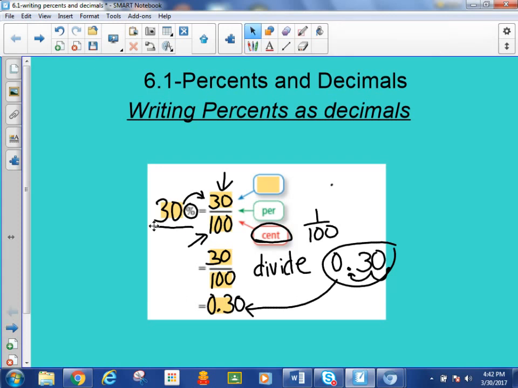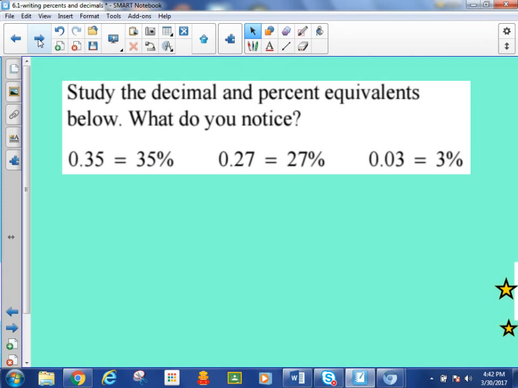Okay, so let's move on and get some examples. This is asking us to study the decimals and the percent equivalents below. What do you notice? Take some time and notice. What do you notice about these decimals to percents? Hopefully you took some time to think about that.